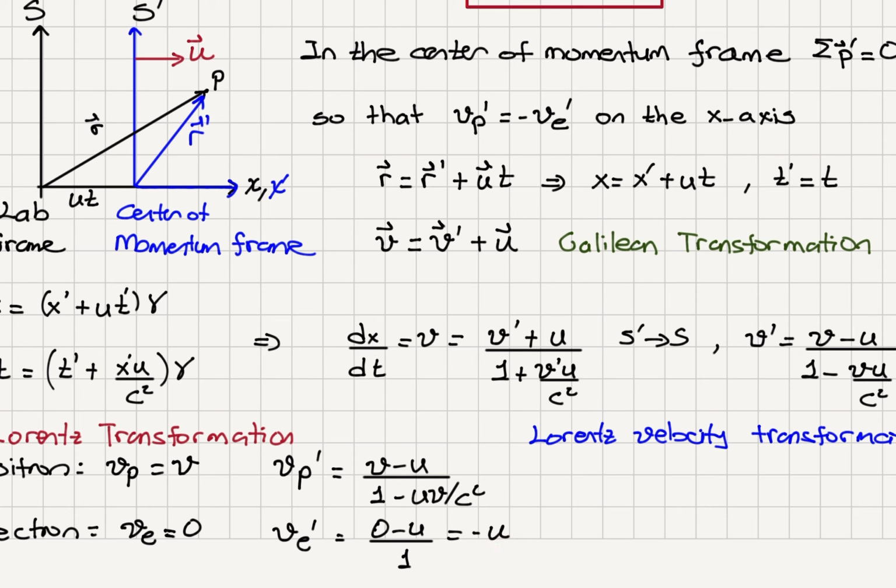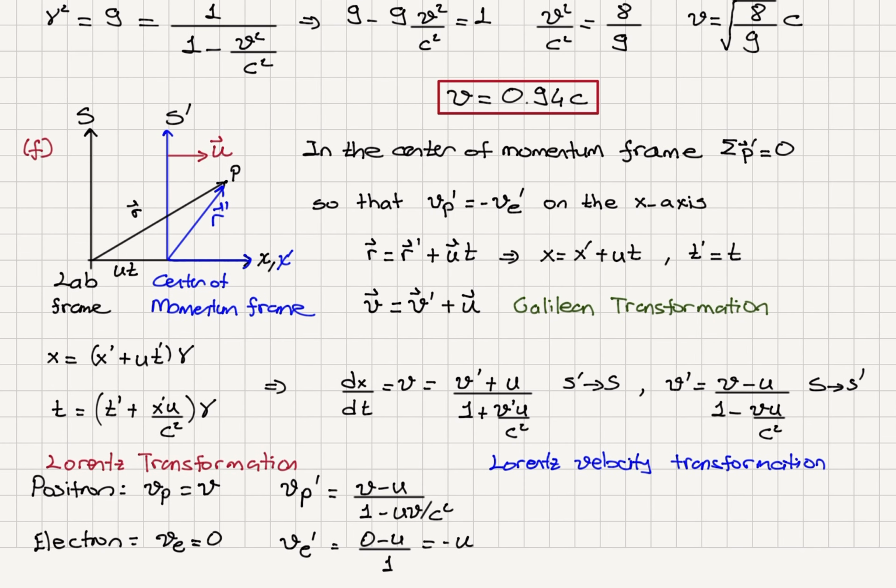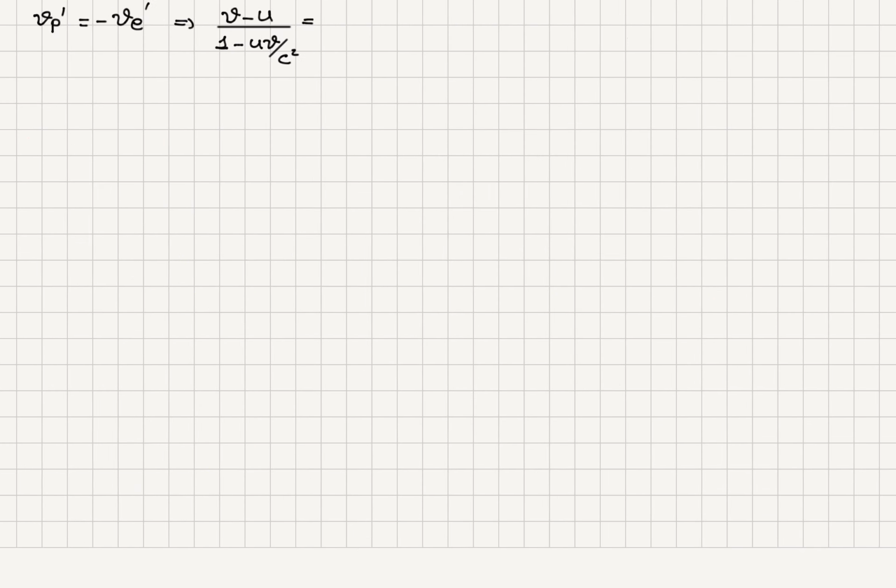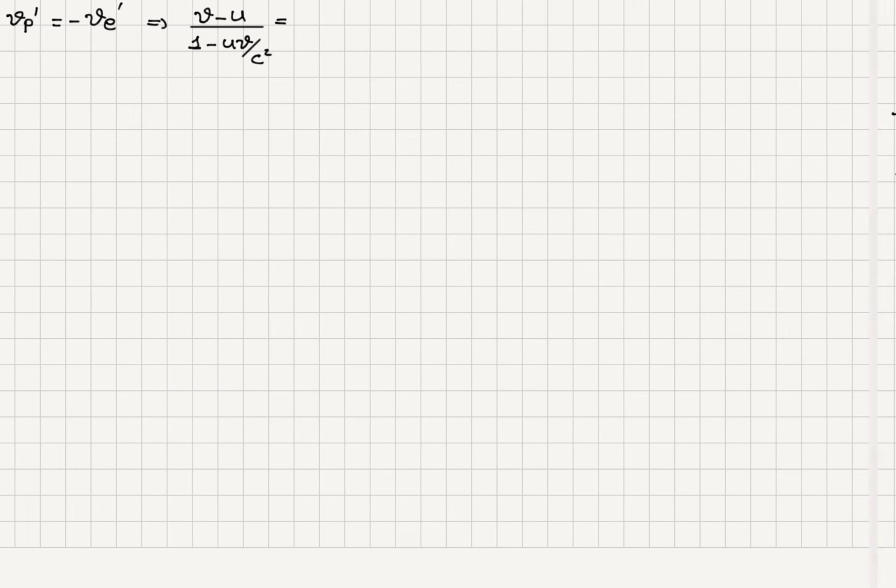Okay, now we know that in the center of mass, center of momentum reference frame, the primed velocity for the positron must be equal to minus the primed velocity of the electron. So we find that v minus u divided by 1 minus uv over c squared must be equal to minus the velocity of the electron. The velocity of the electron is minus u in the primed reference frame, so it's going to be equal to plus u.